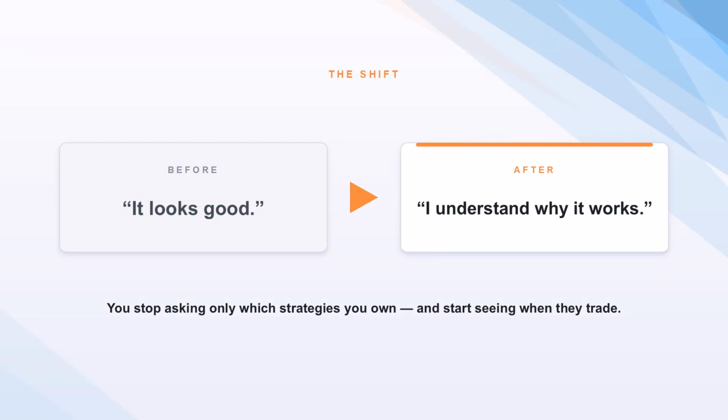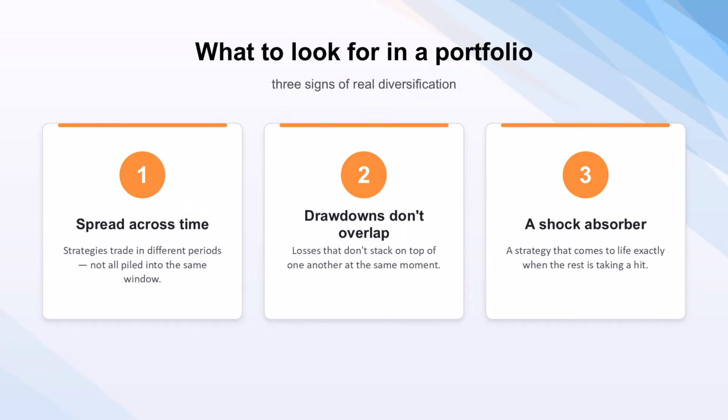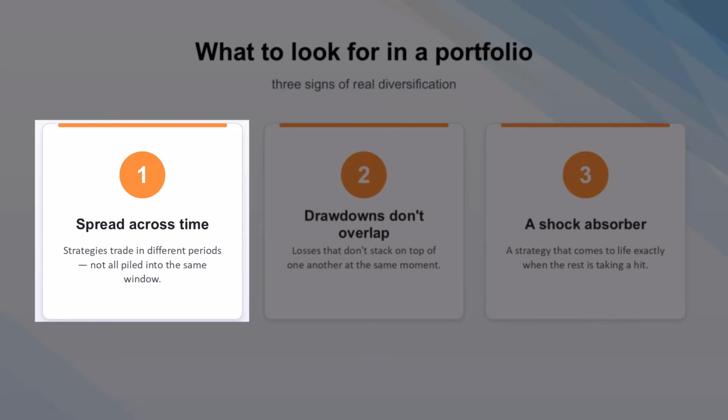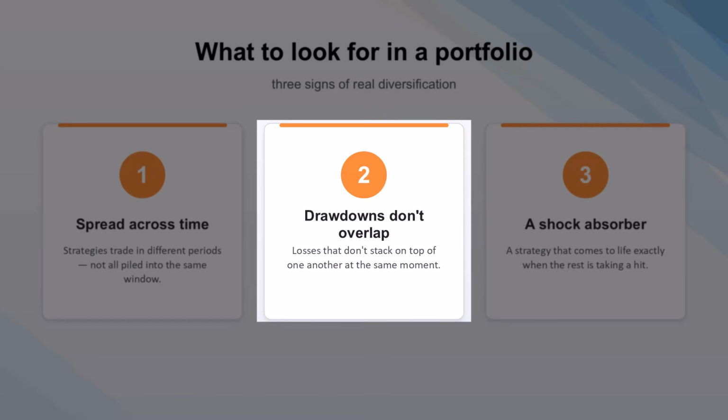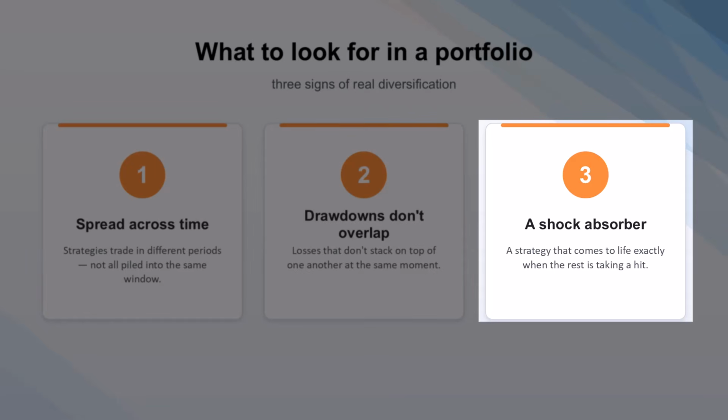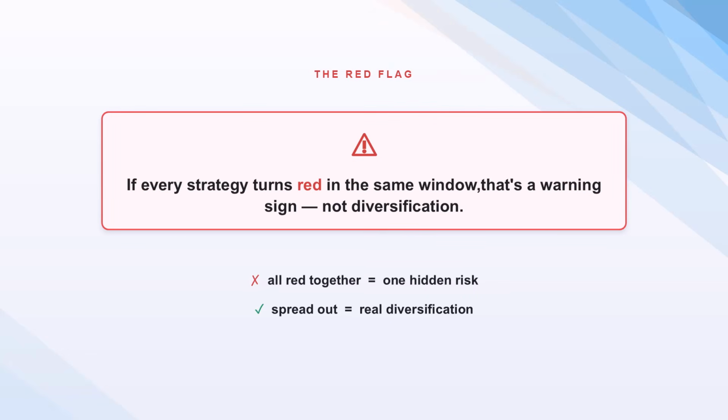Time Map changes your view of a portfolio from "it looks good" to "I understand why it works." You are no longer looking only at which strategies your portfolio contains, but also at when they trade. When evaluating a portfolio, look for 3 things. First, strategies that are spread across time rather than concentrated within the same periods. Second, drawdowns that overlap as little as possible. And third, ideally, a strategy that comes to life precisely when the rest of the portfolio is taking a hit. If every strategy turns red within the same time window, that is a warning sign, not diversification.